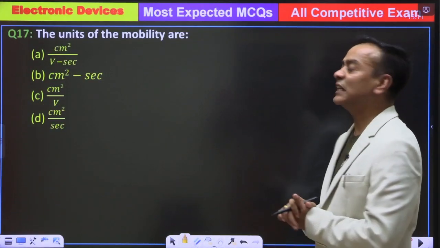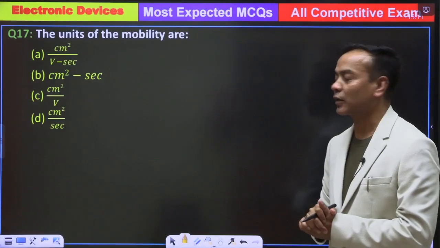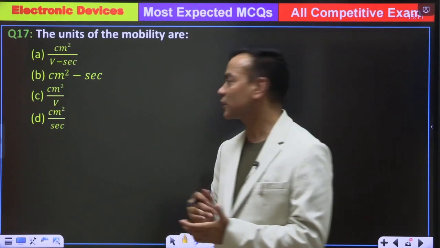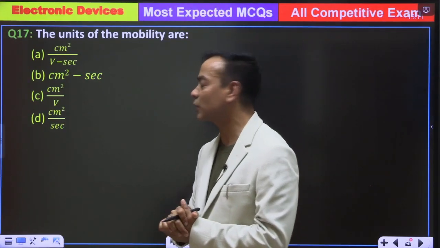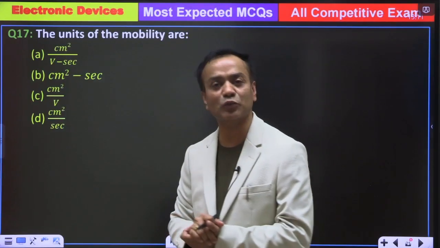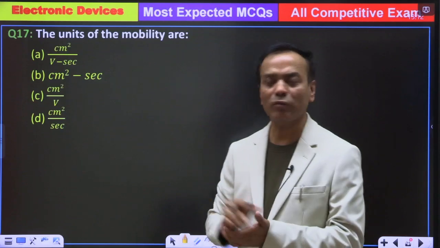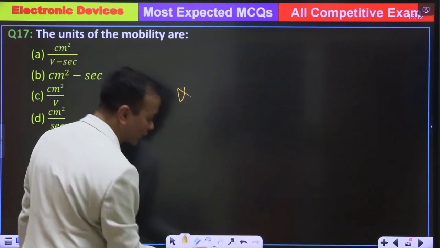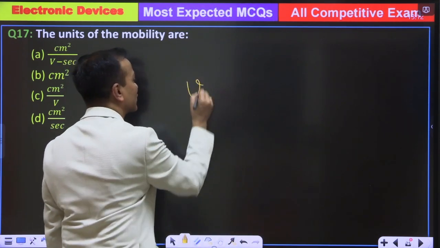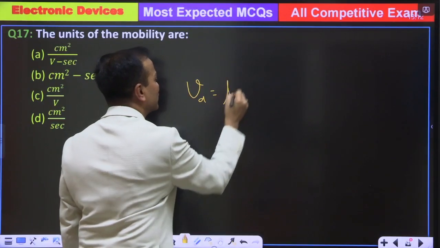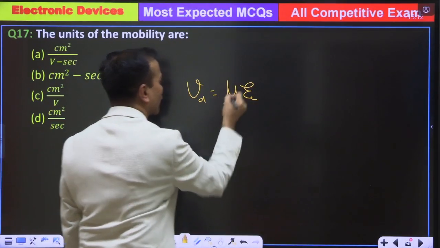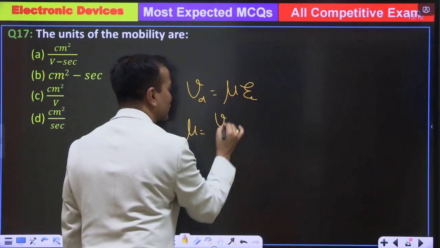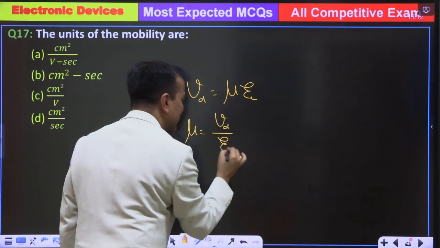Next is, the units of the mobility are: option A, centimeter square per volt per second; option B, centimeter square per second; option C, centimeter square per volt; option D, centimeter square per second. So here, how is mobility defined? We know that Vd is called the drift velocity, and this is given as mu into E. So from here, mobility is defined as drift velocity per unit electric field.